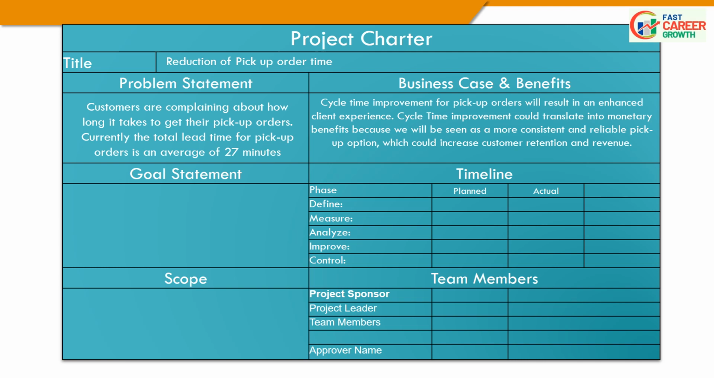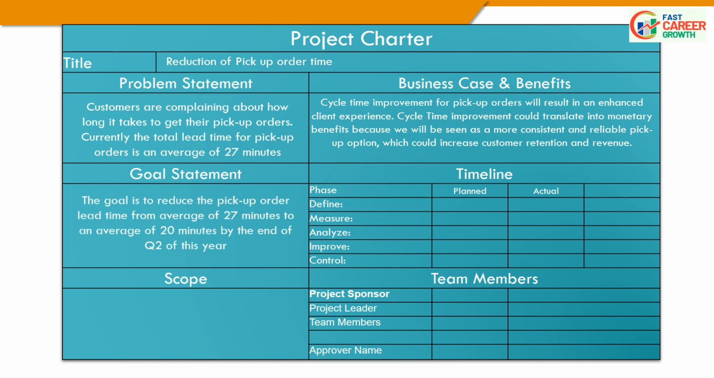Cycle time improvement could translate into monetary benefits because we will be seen as a more consistent and reliable pickup option, which could increase customer retention and revenue. Goal statement. The goal is to reduce the pickup order lead time from an average of 27 minutes to an average of 20 minutes by the end of Q2 of this year.